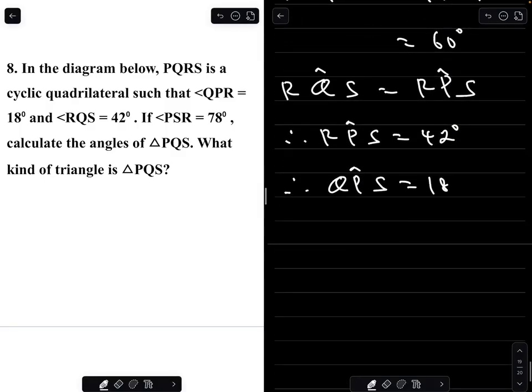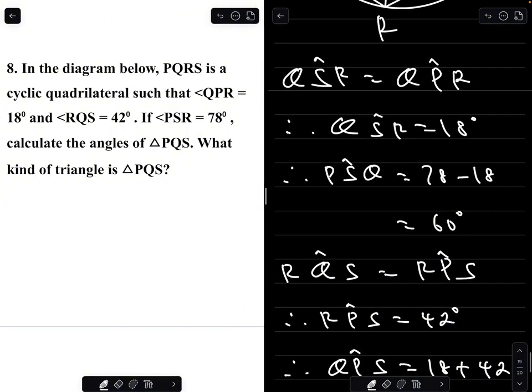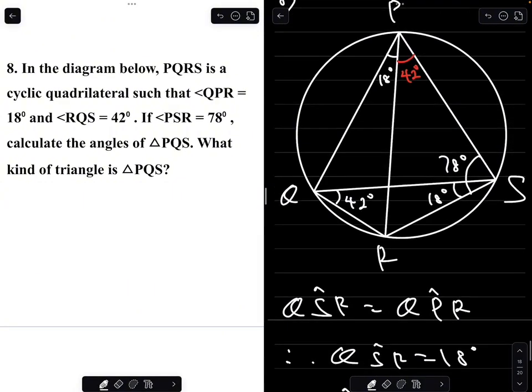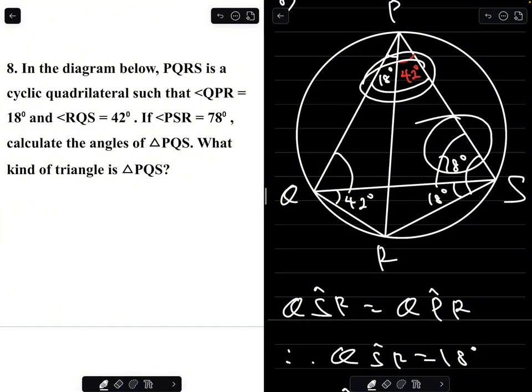18 plus 42 degrees, and that is 60 degrees. Now we're left with just one more angle. Now that we already know two of the angles of a triangle, we can find the last one. We know this one is 60, and this is also 60 degrees. That means this will be 180 minus 60 plus 60 is 120, and this one will be 180 minus 120.